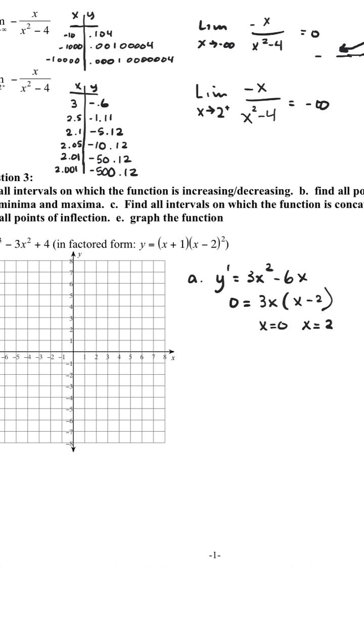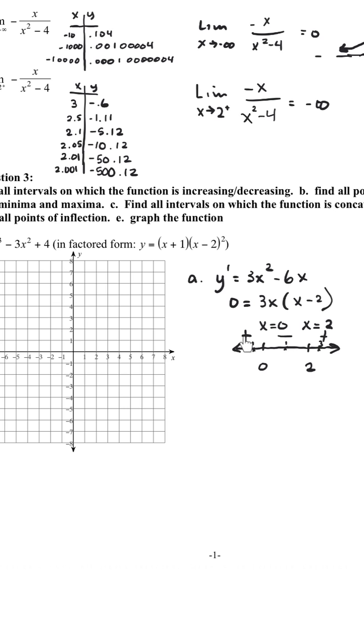So once you have your critical numbers, remember you have to place them on a number line and test values. So if we tested -1 here and +1 and +3, those test values go into the derivative to see if it comes out to be positive or negative. So if I plug in -1, we get -3 times -3, which is positive. If I test +1, I get 3 times -1, that's -3, so that's negative. And if we test +3, we get 9 times 1, that's positive.